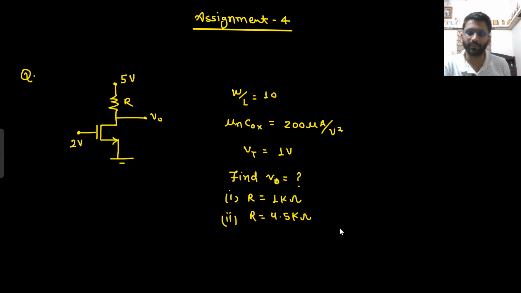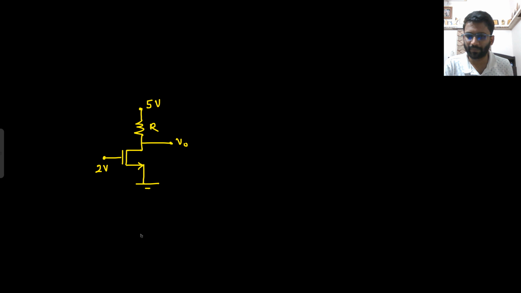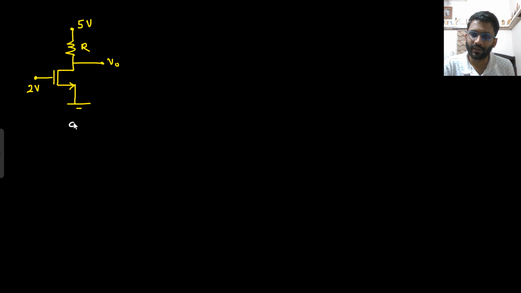This is R equals 1 kilo ohm. So we will take two conditions one by one. First we are taking R equals 1 kilo ohm. So let's take R equals 1 kilo ohm in the next page. This is circuit A. I will remove this R. This is 1 kilo. Now you don't know in which region the MOSFET is working. You have the VGS value. This is gate, this is drain, and this is source.